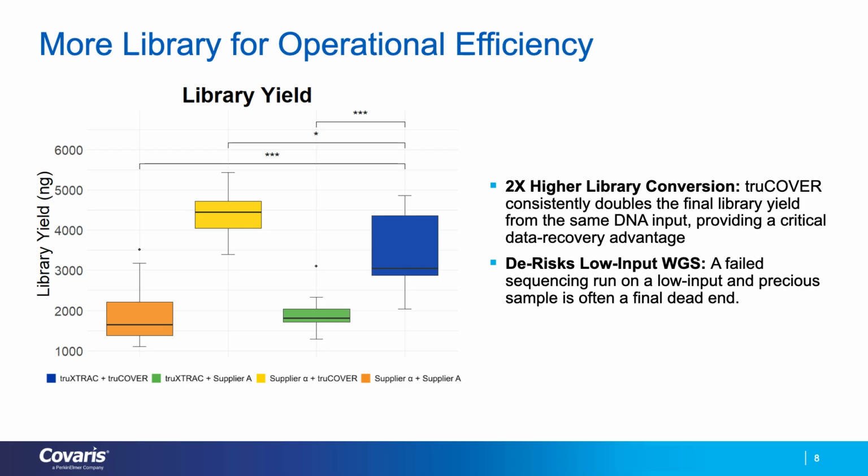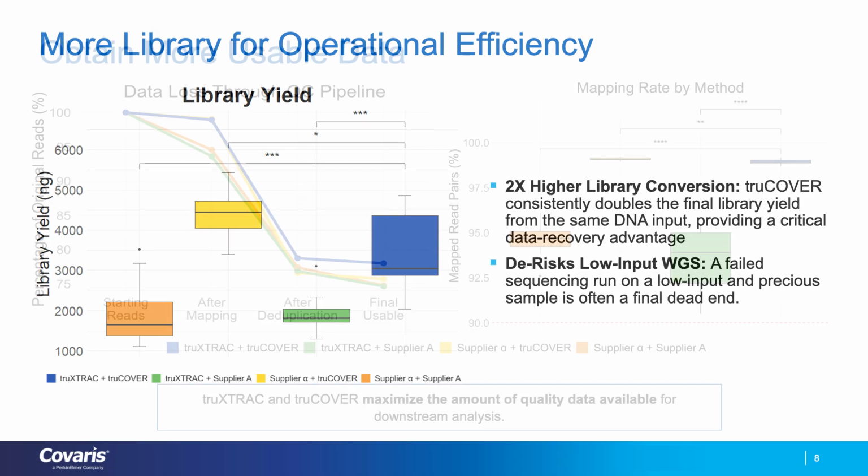Looking at library yield, we continue to see a clear pattern. We used 100 nanograms of extracted DNA as input for this library prep. Then we amplified with 8 PCR cycles and quantified consistently across all methods. When you use TrueCover library prep, shown again in the workflows in blue and yellow, you consistently see the highest library yields. TrueCover consistently delivers 2 times higher library conversion than supplier A, regardless of which extraction method was used previously. This means TrueCover maximizes the final amount from the DNA input, providing a critical data recovery advantage for our kits.